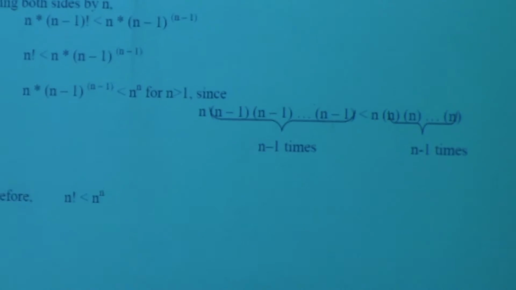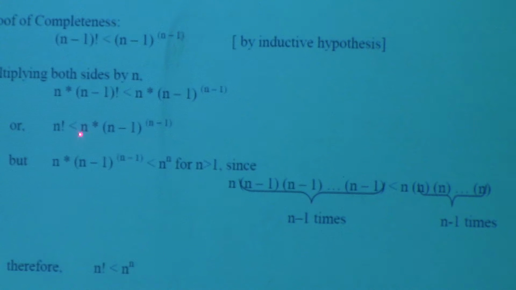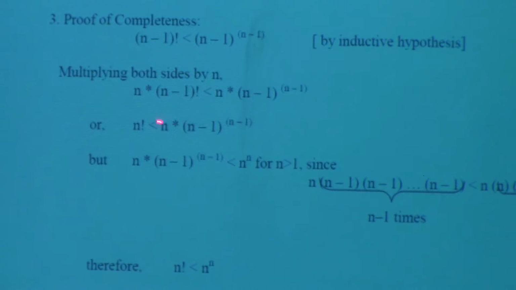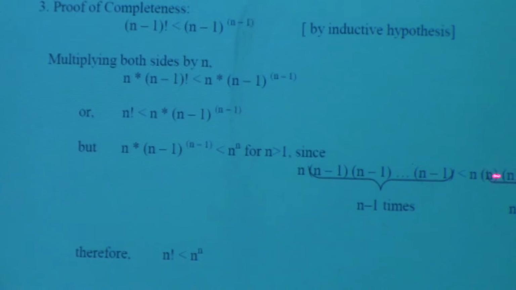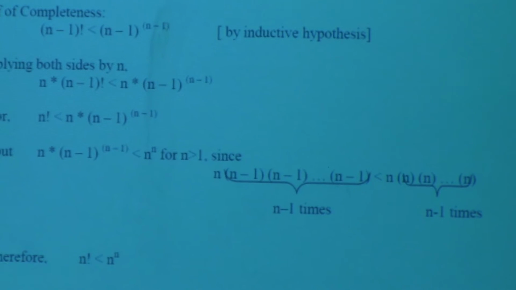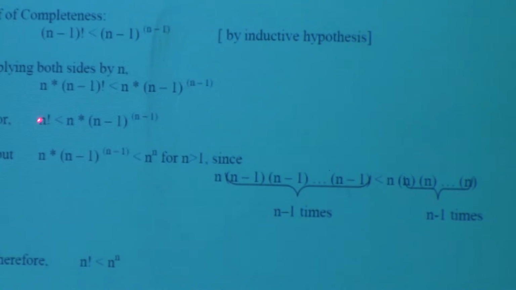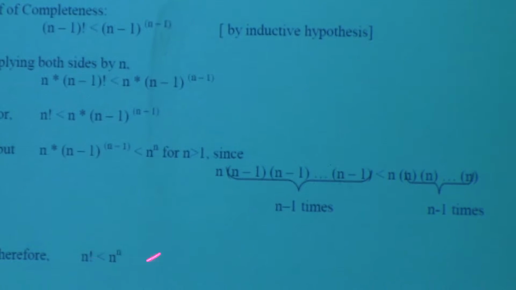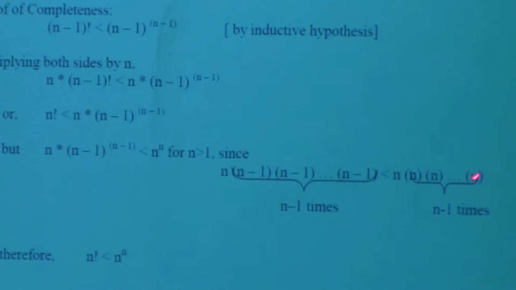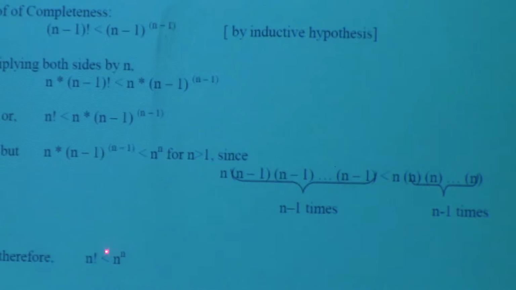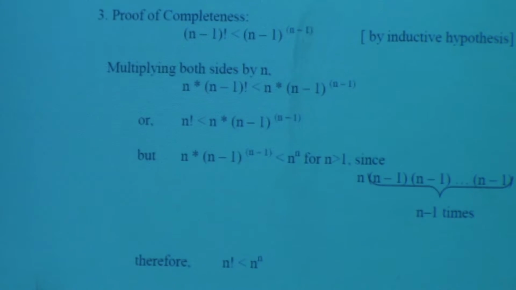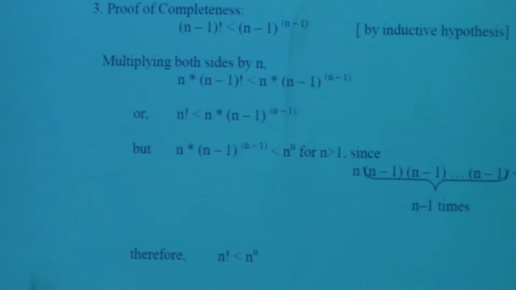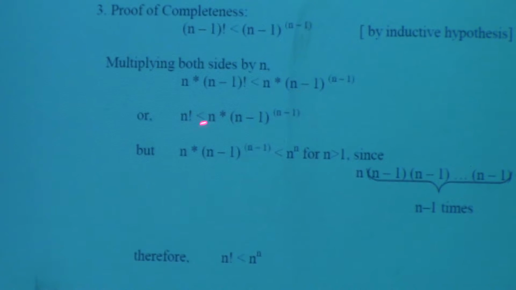So therefore, since n factorial is less than this, and this is this, which is less than exactly what we're trying to prove, then by transitivity, we have shown that n factorial is less than n to the n. And then this value is someplace in the middle. Does that make sense? So that wasn't an easy one, because we had to do some thinking, because multiplying simply by n did not work.